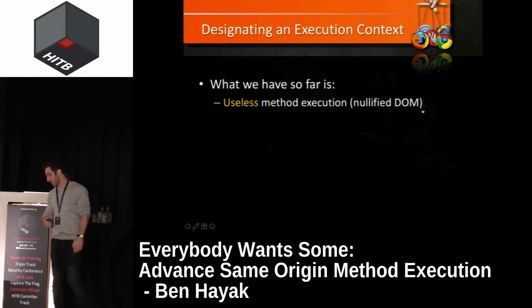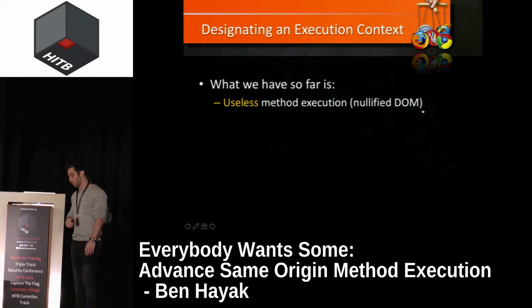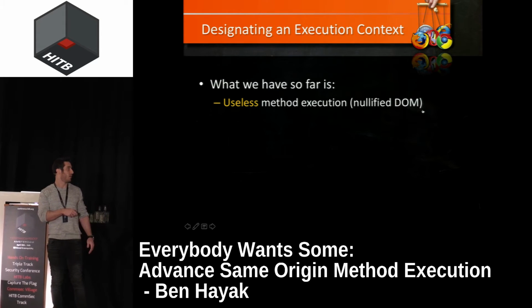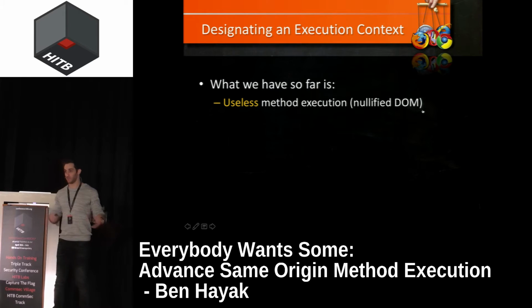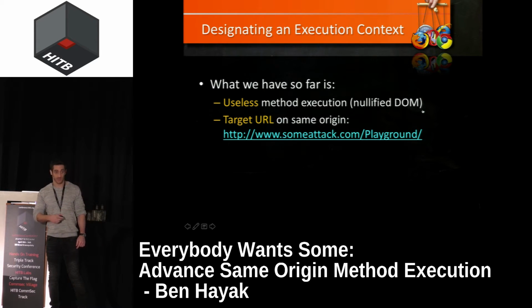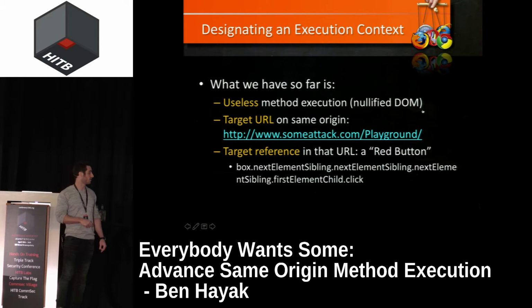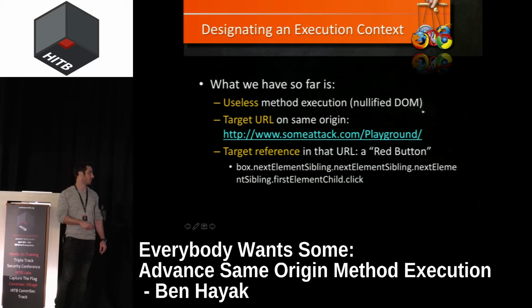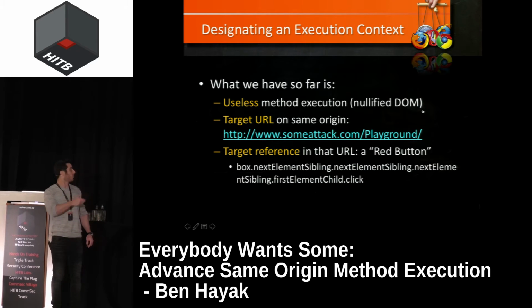And we need to understand what we have so far. So we have the arbitrary method execution on an empty, nullified DOM that doesn't do anything meaningful, like I said, it doesn't have any special buttons that we want. We have our target URL, which is the page with the red button. And we have a target reference that includes only alphanumeric characters and a dot. This could also use underscores, but in this case, we don't even need them. So we have all these.